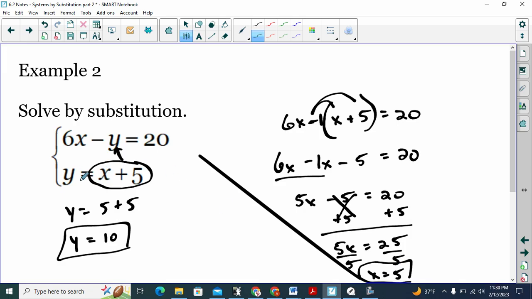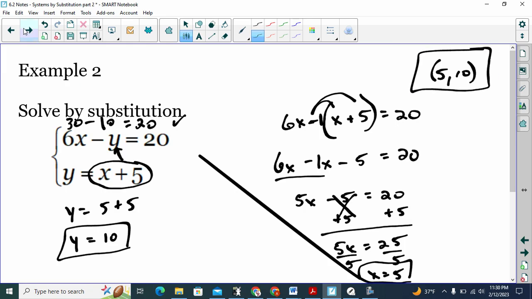5 plus 5, that's equal to y, 10. 6x, 6 times 5, that's 30. Minus y, 30 minus 10 equals 20. Sure does. Example 2, we know our answer is right. X equals 5, y equals 10. Again, you can write your answer like this, or a lot of times you'll see it written as an ordered pair. Either should be acceptable.